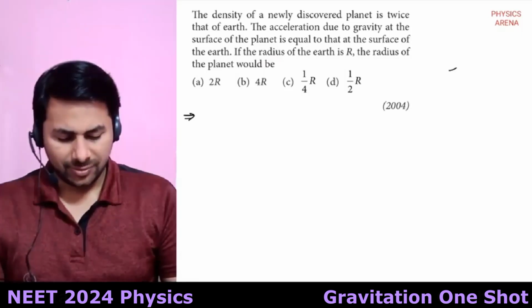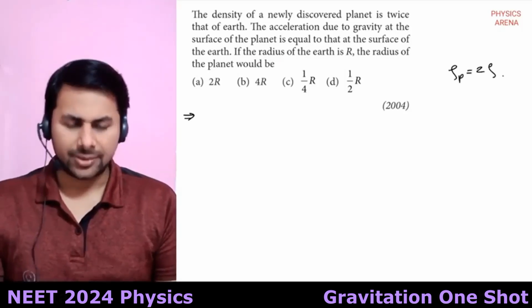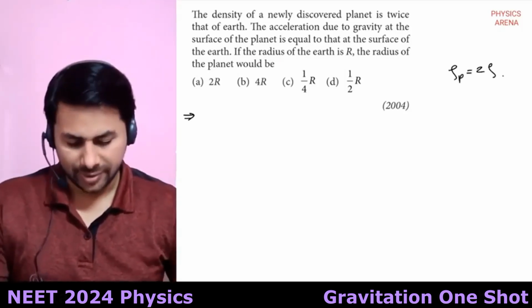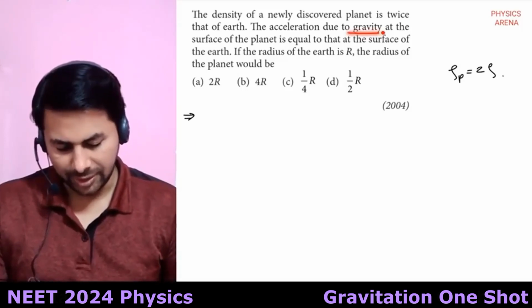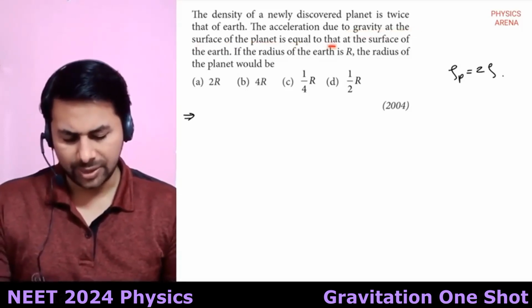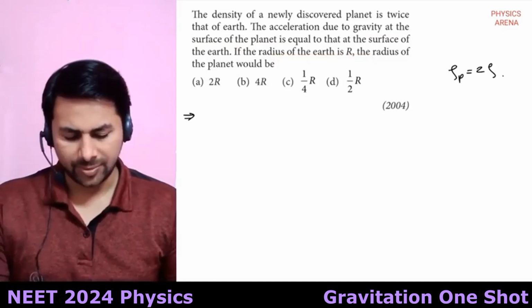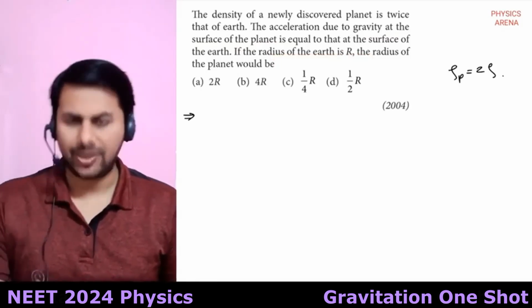Density is given: rho p is equal to twice the density of Earth. Okay, and acceleration due to gravity at the surface of the planet is equal to that of Earth. The radius of Earth is r. What would be the radius of the planet?